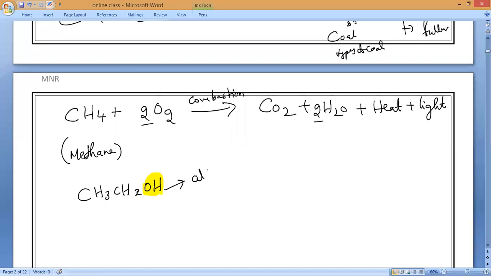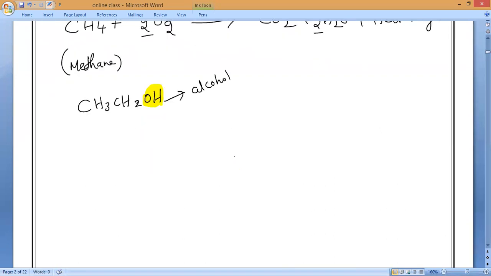So as it is alcohol, is it suffix or prefix? Identify suffix or prefix. Suffix. OL. So alkane plus OL will give you alcohol. So now tell me what is the compound name of this one? CH3CH2OH. Ethanol.